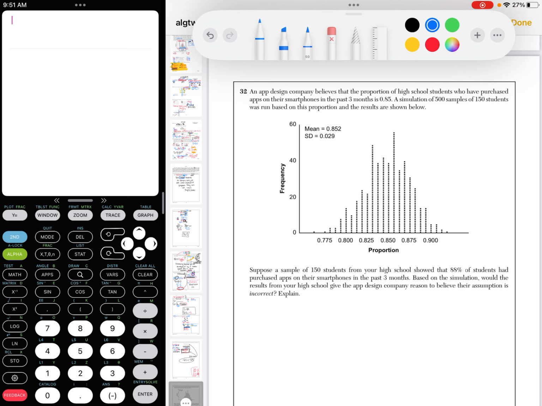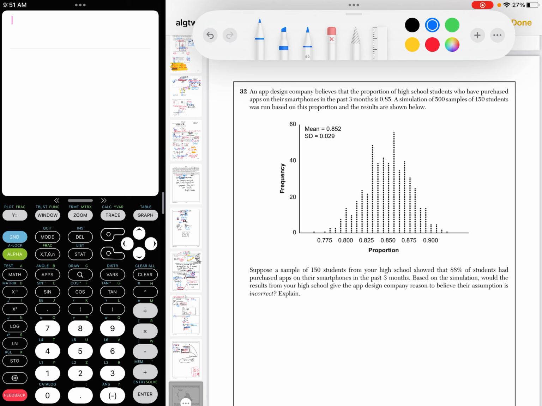So I just want to, just in case you didn't watch a previous video of mine, re-explain what a simulation is. So in this study, they were talking about, let me read that again, sorry. An app design company believes that the proportion of high school students who have purchased apps on their smartphones in the past 3 months is 0.85. So whoever did this idea, or what they were thinking, was that 0.85.